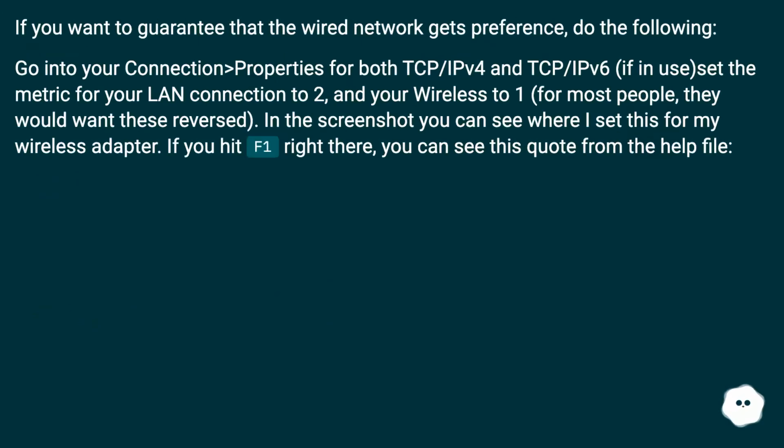If you want to guarantee that the wired network gets preference, do the following. Go into your connection properties for both TCP/IPv4 and TCP/IPv6. If in use, set the metric for your LAN connection to 2 and your wireless to 1. For most people, they would want these reversed. In the screenshot you can see where I set this for my wireless adapter. If you hit F1 right there, you can see this quote from the help file.